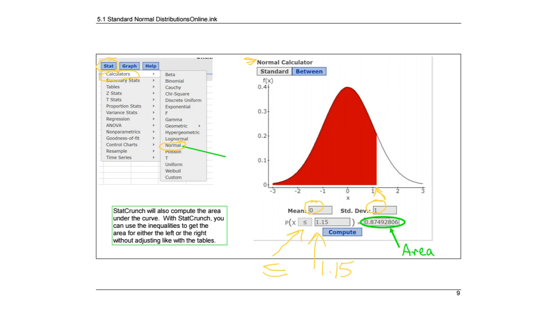And what's really nice about StatCrunch is it gives us a picture. And so we can see if this picture matches what we think the problem is, or if the problem gives us a visual, we'll know. At that point, you're going to hit compute. And when you hit compute, it's going to give you the area under the curve. Therefore, what's happening here is all of this area under the curve is equal to 0.875 if we round. So it's about 87.5%. And that's the answer. That's what they're looking for.